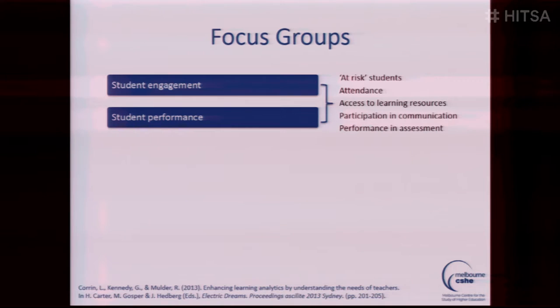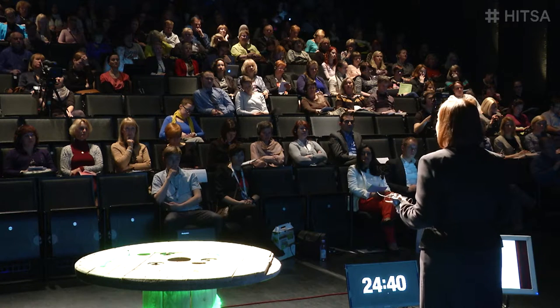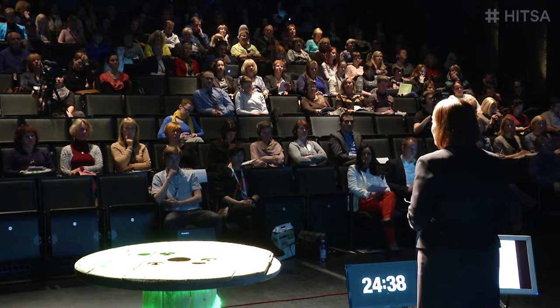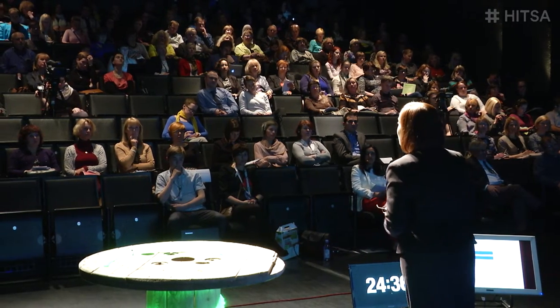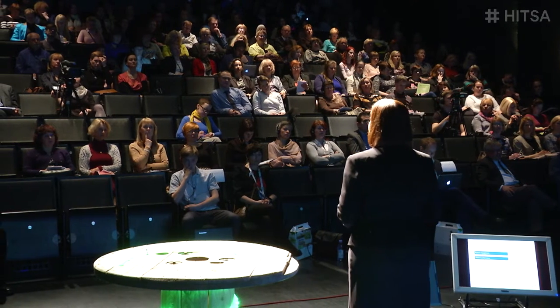And certainly that question of at-risk students, to some extent: which of my students are struggling, which students do I need to spend more time with? Attendance was a big one. They really wanted to know who was turning up to their classes. Now, that's great, only we don't collect that information. So it's really hard to analyse it because it doesn't exist. But it was certainly something that was really important to a lot of academics at the University of Melbourne in particular. So as I said before, accessing learning resources was a key finding there as well.